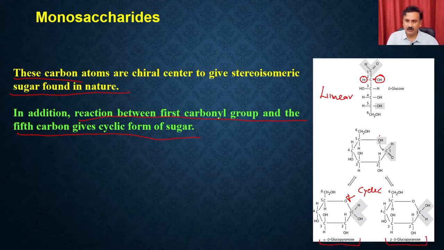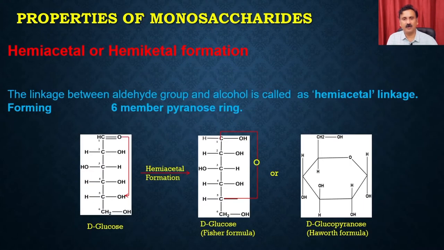Apart from that, we are going to discuss other kinds, because it has stereoisomeric carbons, so it has many different types of stereoisomers. As far as cyclization is concerned, it can form two different types of cyclization products. The first is the hemiacetal or hemiketal formation, occurring through adduct formation between the carbon and the aldehyde group. The linkage formed between the aldehyde group and the alcohol is called the hemiacetal linkage, and this is present in six membered pyranose rings. For example, this is glucose, right?